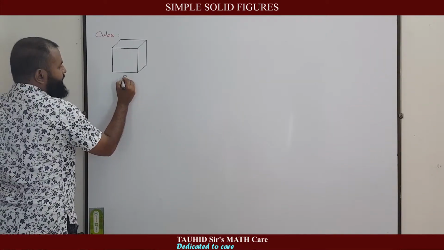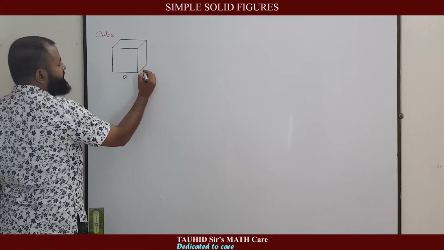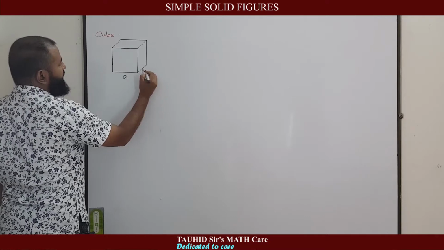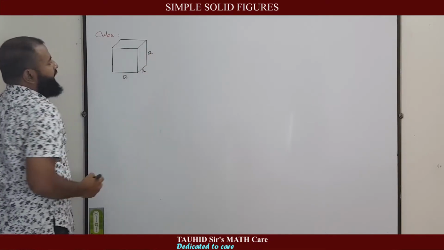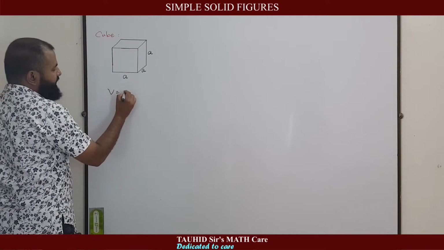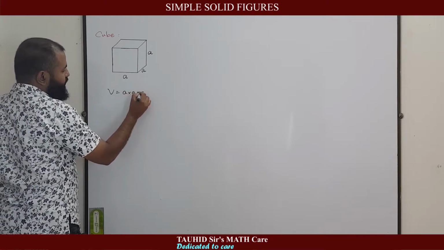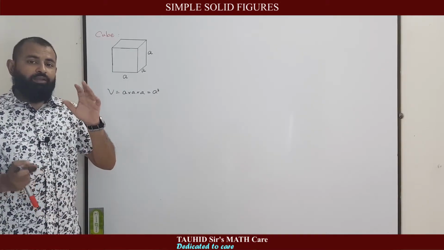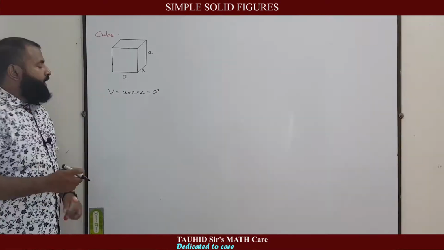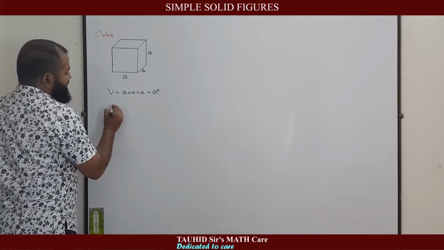The solid object which has equal length, breadth and width. If we call its length A, then its width will also be A and its height will also be A. And the volume of a cube is A into A into A, that means A cube. What does volume mean? The total space it takes. Now what about its surface area?